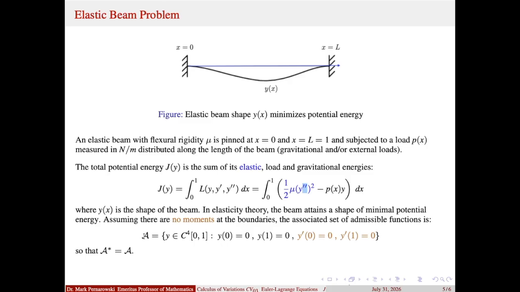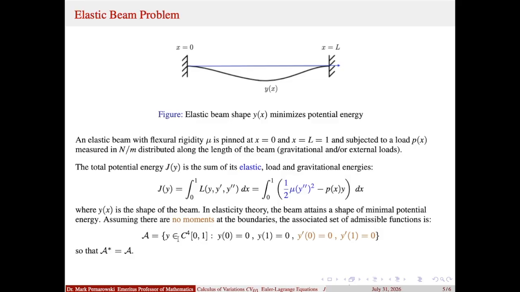And as I said before, our set fits in down here. This is our admissible set. The beam is fixed at both endpoints at 0, and it has no moment at both ends. So that means the derivatives are also 0. And when you look at A star, the admissible variations are going to be exactly equal to A.